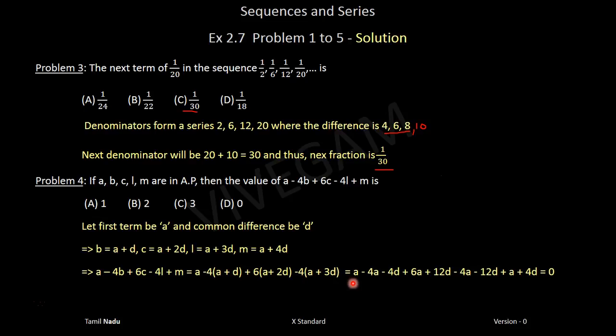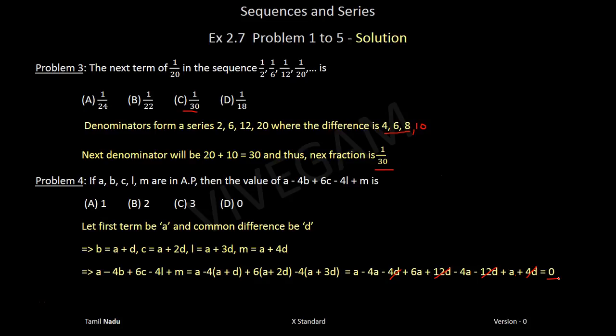Now if you look at this expression, you should be able to cancel a few terms. So plus 12D and minus 12D will cancel. Then minus 4D plus 4D will cancel. Now we are left with the A terms. A minus 4A is minus 3A, plus 6A is 3A, minus 4A is minus A, plus A is 0. So that is finally 0.